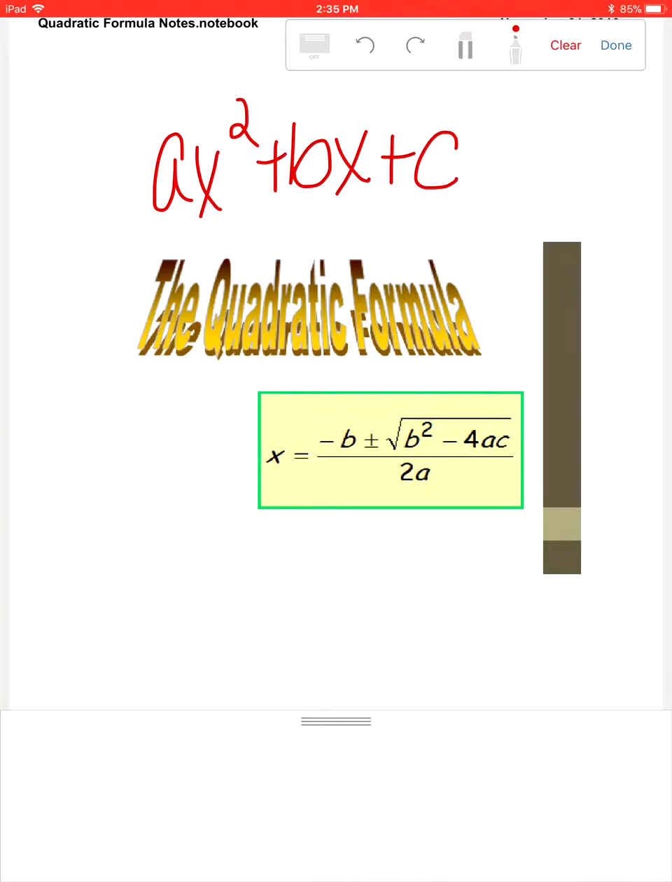So the quadratic formula is x equals negative b plus or minus the square root of b squared minus 4ac all over 2a. So that's where you're going to get this a, b, and c from. And then you're just plugging it into the formula and simplifying.